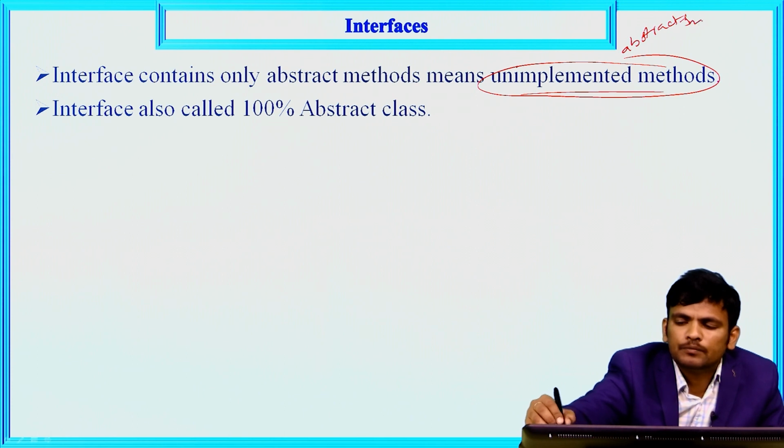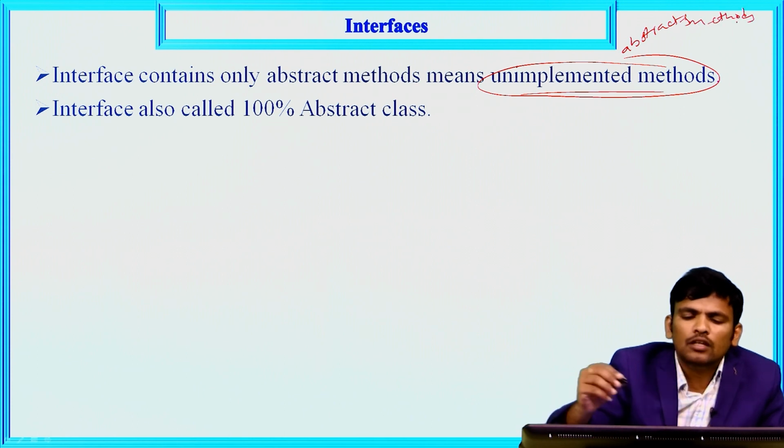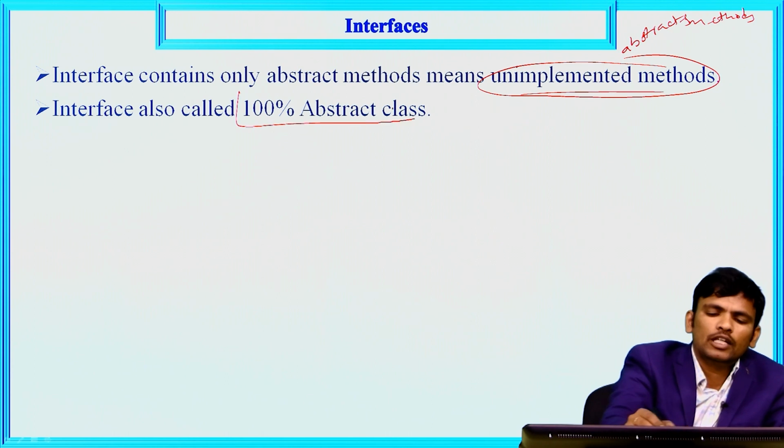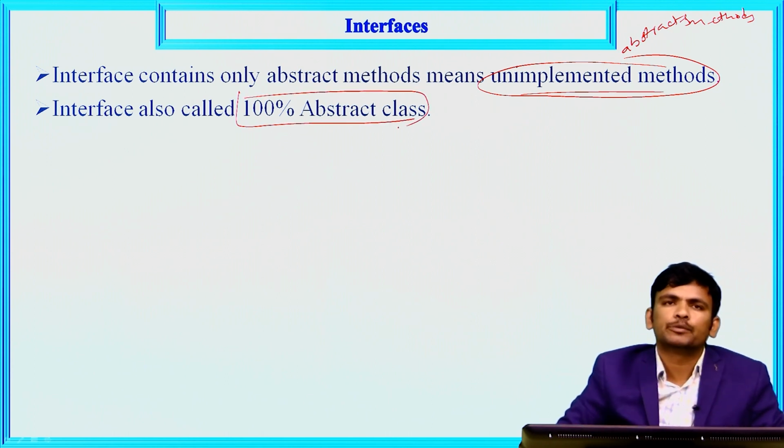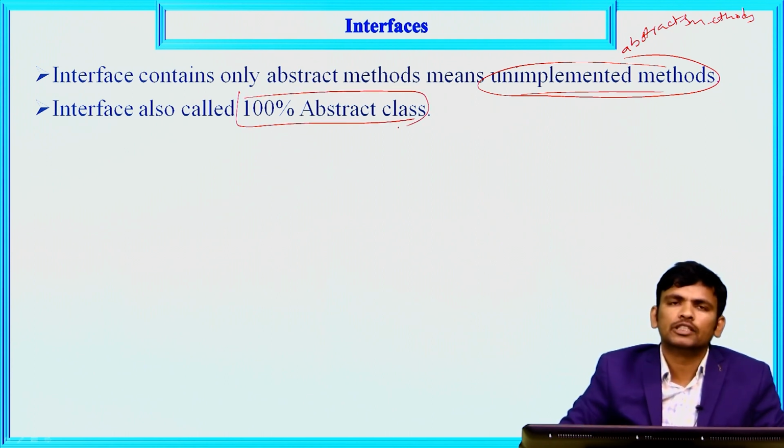Abstract methods. So it contains only abstract methods. So that's why it is called a 100% abstract class. Why is it called a 100% abstract class? Because this interface doesn't contain any complete methods, meaning any normal methods. It contains only unimplemented methods, only abstract methods.